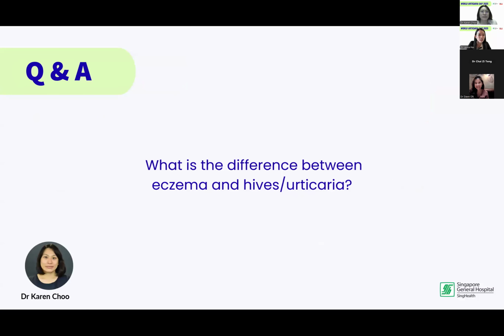So we shall start with the first question that has actually been posed quite a few times by different people on the Q&A forum. I think everyone is very curious to know what is the difference between eczema and hives, or what we call urticaria. And for this, I'd like to invite Dr. Karen Chu to help us go into a bit more detail and show us really what is the main difference that we can look for.